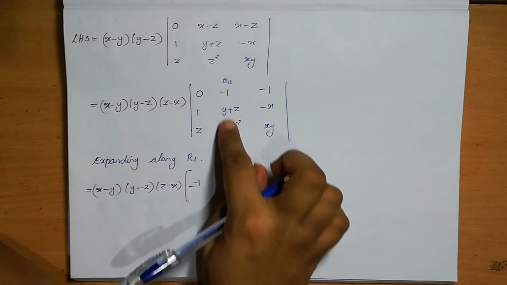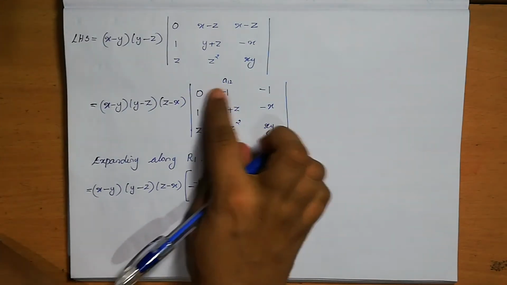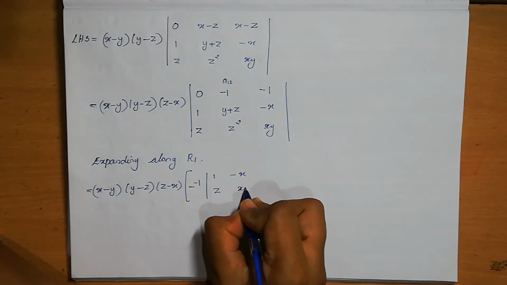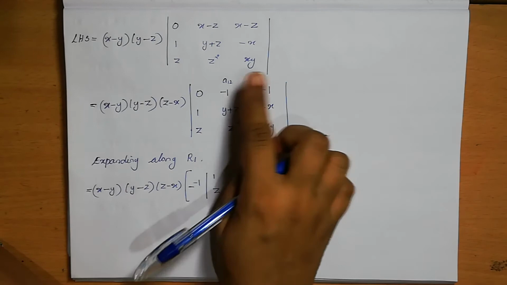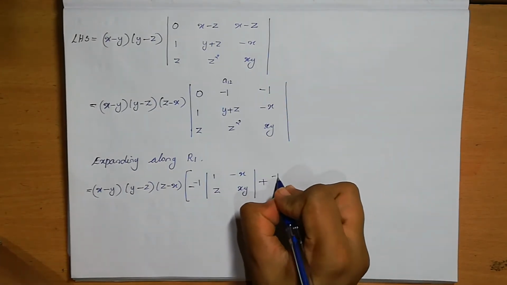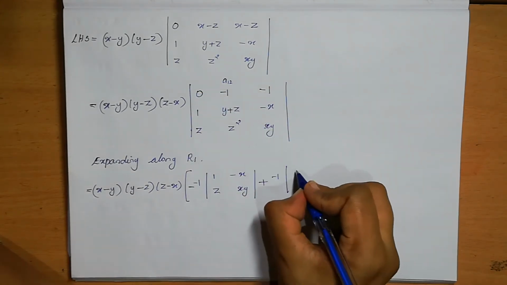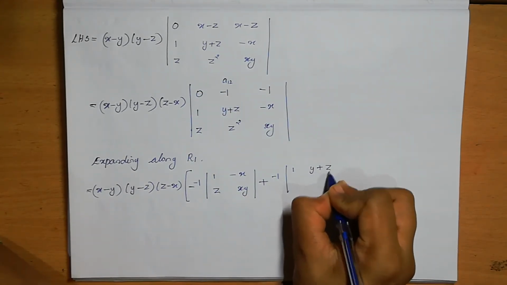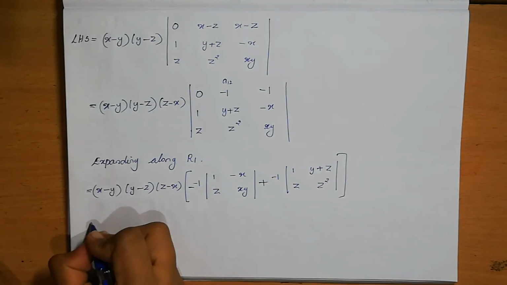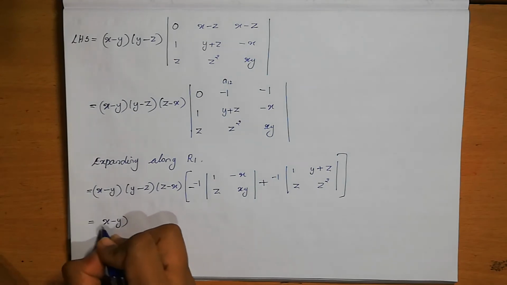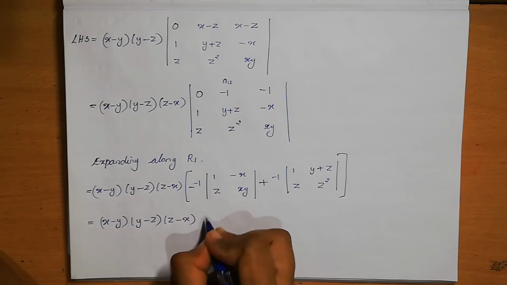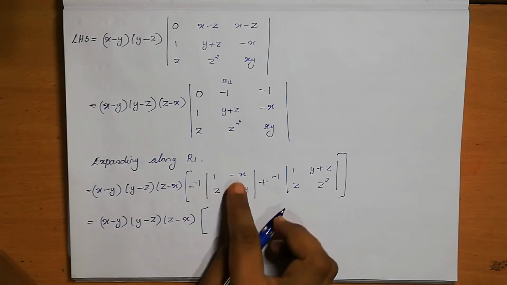So that row and column will go. What is remaining? 1 minus x z, x y. So this is minus, which means the next one is plus only, right? Plus the value is minus 1. That row and column will go. That means 1 y plus z square. So x minus y minus z minus x in bracket, minus minus plus, then we can cross multiply.